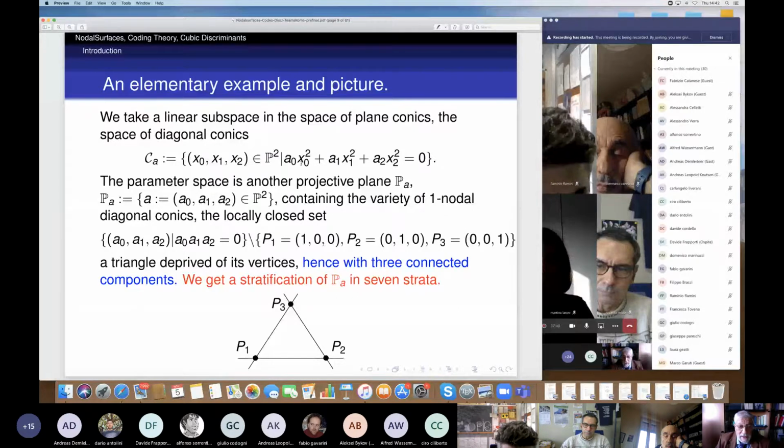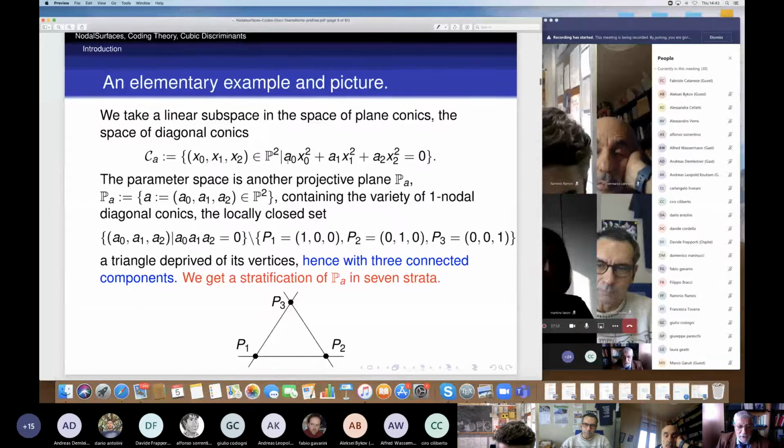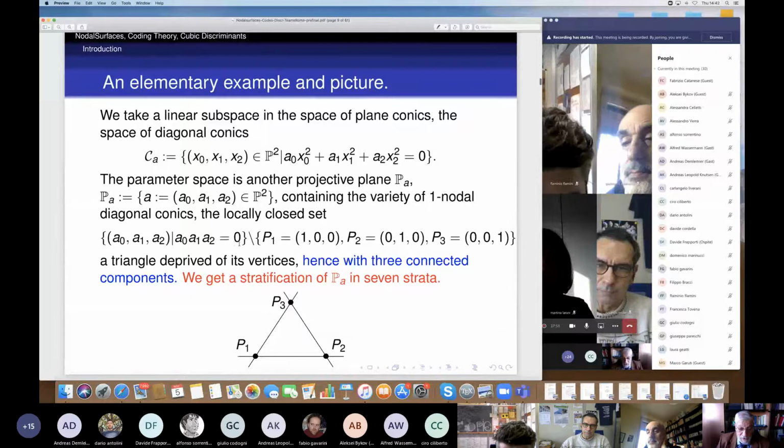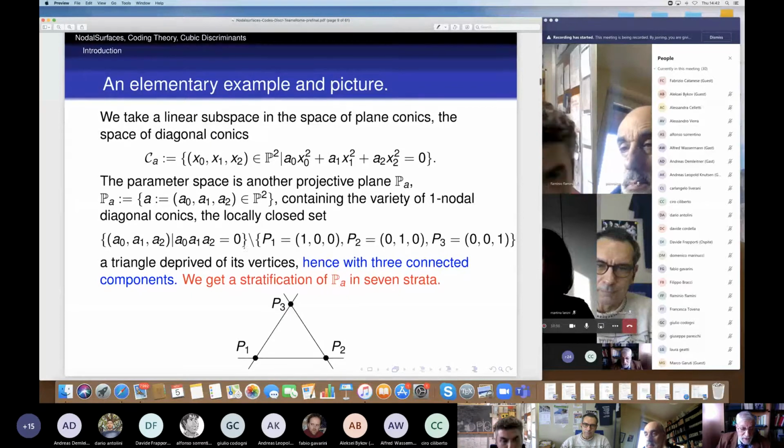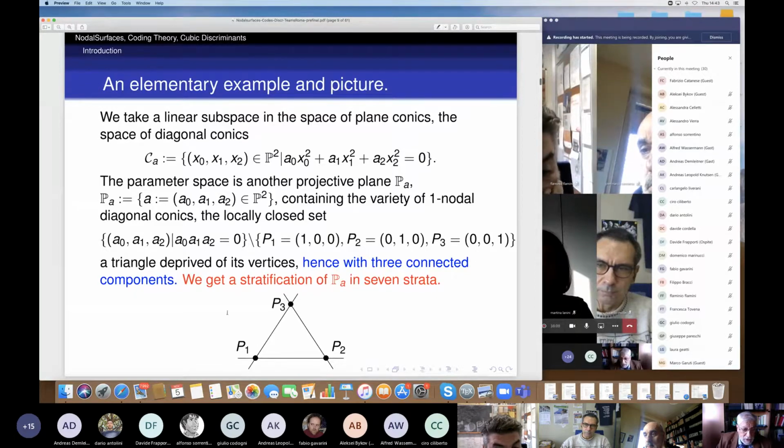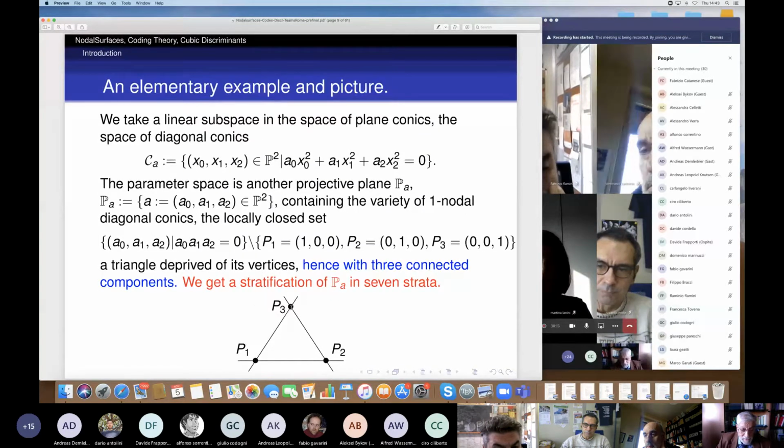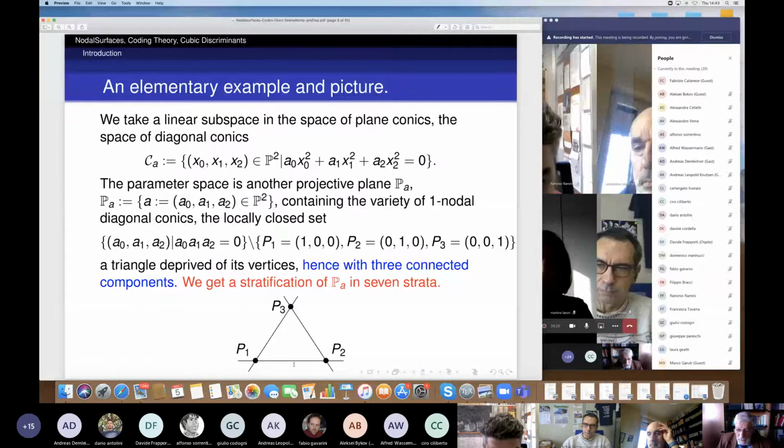Now, a conic is singular if and only if the determinant of this diagonal matrix, a0, a1, a2, vanishes. When it vanishes, we have just these 3 lines: a0 equals 0, a1 equals 0, a2 equals 0, each coordinate equal to 0. But if both vanish, then of course if a1 and a2 vanish, I get a line with multiplicity 2. So the one-nodal diagonal conics are just this triangle minus these 3 vertices.